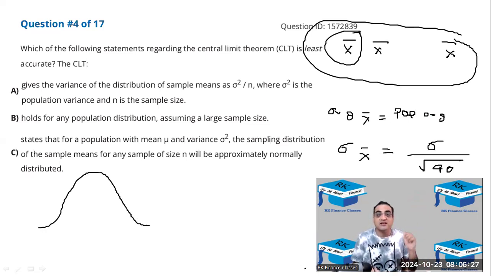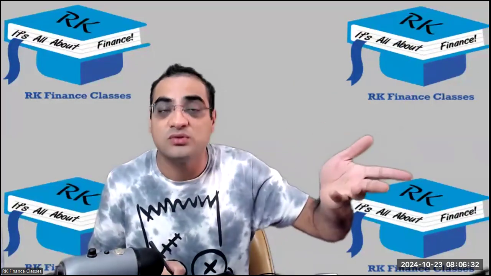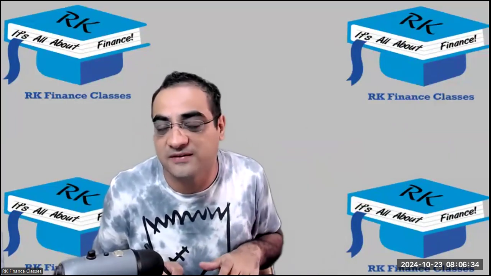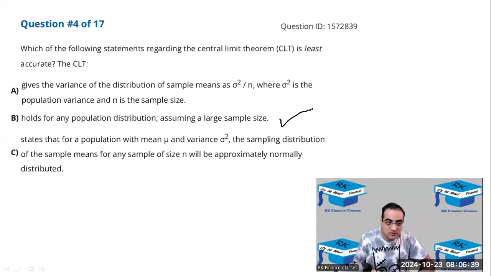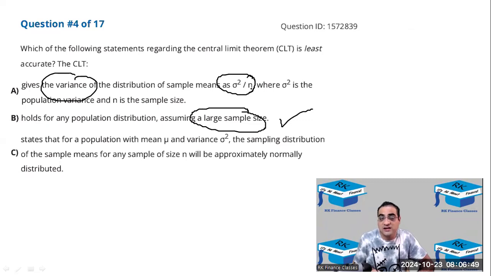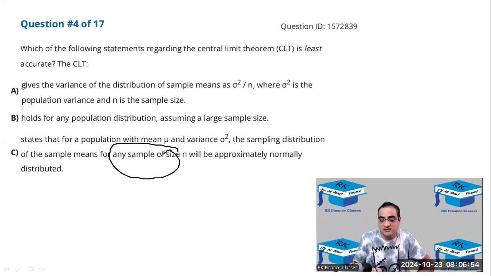And for all this, the conditions are either the population should be normally distributed or the sample size should be 30 or more than 30. Like here, the sample size was 40. So coming back to the question, this was right because the sample size was large. And this was also fine. Sigma upon square root of n was for standard deviation, so for variance it is sigma squared, and square root of n becomes n. So these two were right. This was wrong because it was not any sample, it should be a large sample or the population should be normally distributed. Hence C was the answer because you're looking for the least accurate.